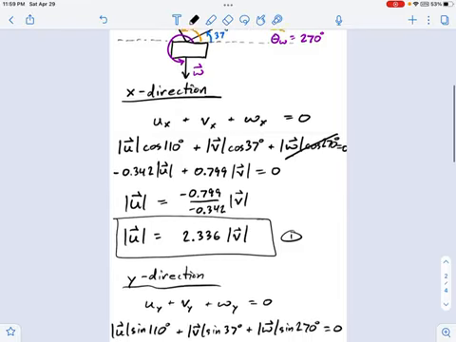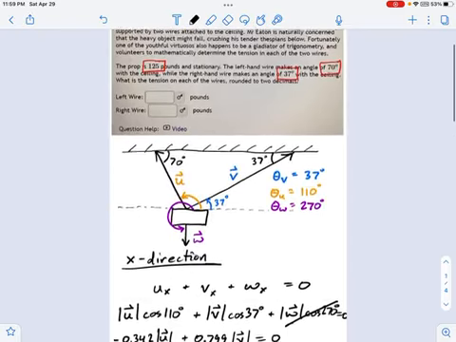So this is the vector approach. Hope you enjoyed it. We'll get lots of practice of this going forward.